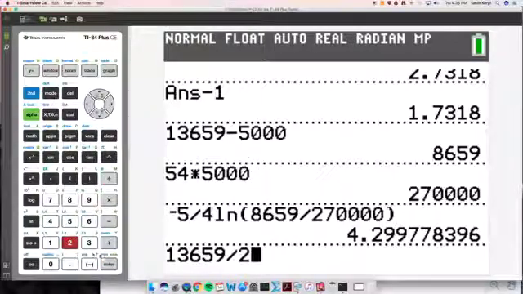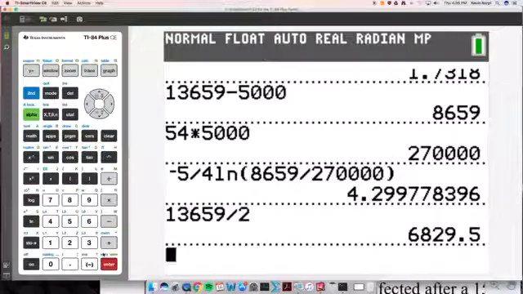13,659 divided by 2. And that is 6829.5. So I know we can't have a half of a Wassler, but to be as accurate as possible, we're going to keep it as that. So now, since that's Wassel units, we're going to put W of T equals 6829.5. And that is another check.